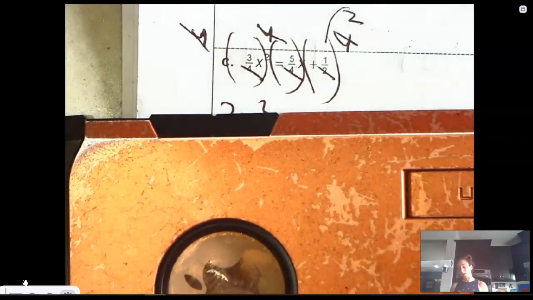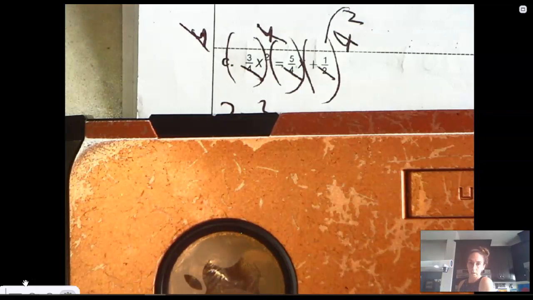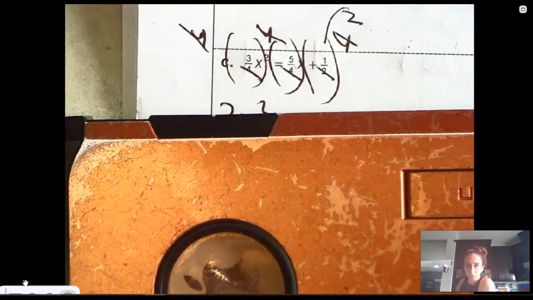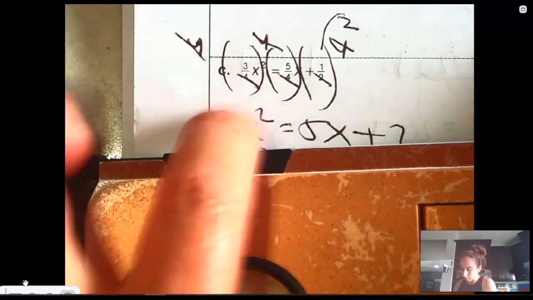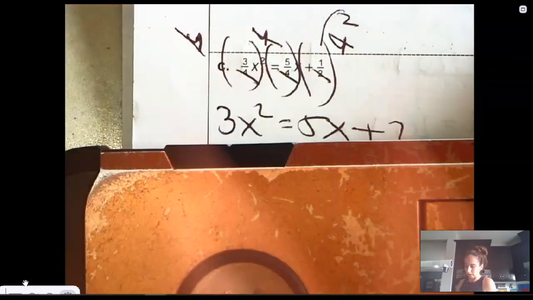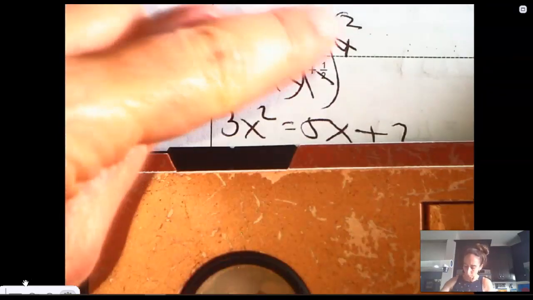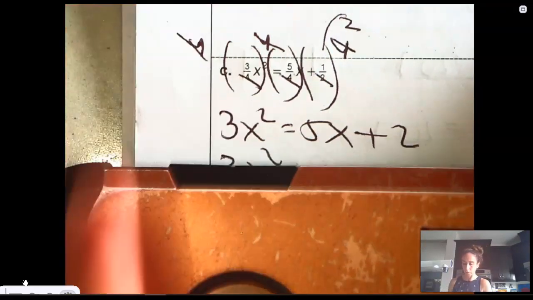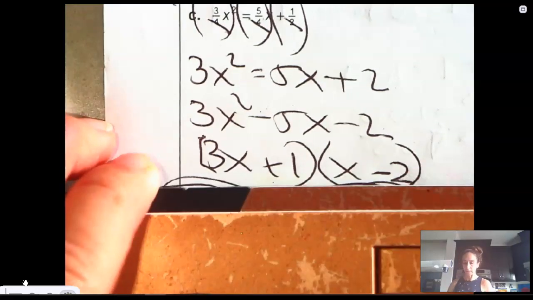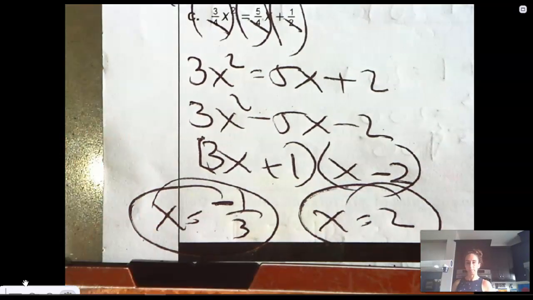Okay? This one, I wanted to do this one for you as well. So when I did this problem, I noticed that they had 4s at the bottom. So I multiplied everything by 4. And some of you went, well, what about the 2? Yeah, well, if I multiply by 4, the 2 will cancel out. So when I multiplied by 4, I was left with 3x squared. When I multiplied by 4, I was left with 5x. And when I multiplied by 4, 4 goes into 2 times 1 is 2. Then I set it equal to 0, and then I factored it, and then I solved it.